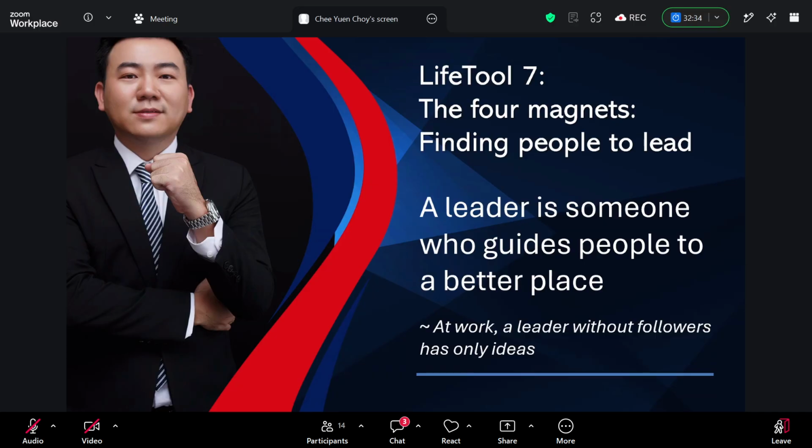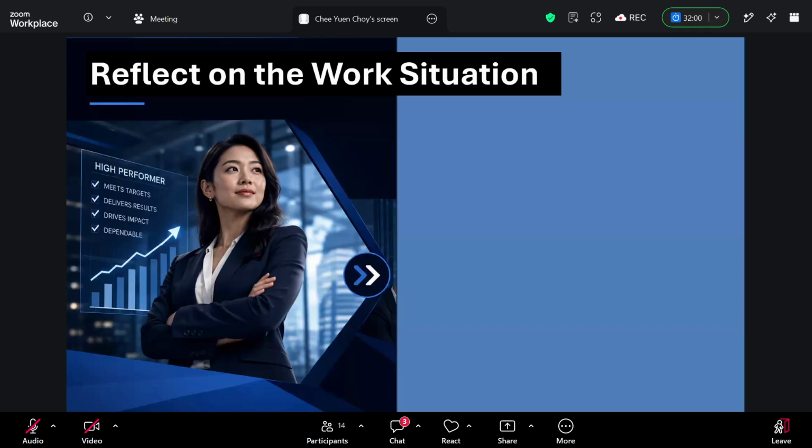And also at work, a leader without followers has only ideas. You can tell how good you are in your leadership, but if I ask you, are you an individual contributor or are you leading people? You say my job is just individual contributor, but I have many ideas on how to lead people. Yes, that I know. You only have ideas on how to lead people instead of really leading people in your workplace. So I just want to share, reflecting on work situations, why we need to learn all these skills.